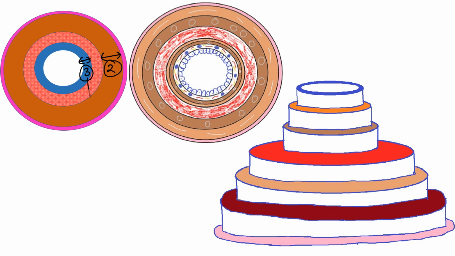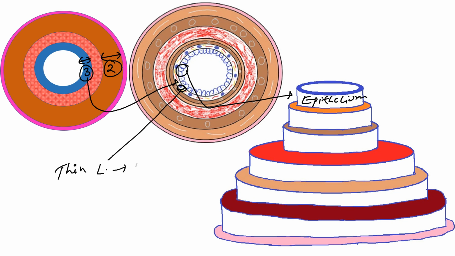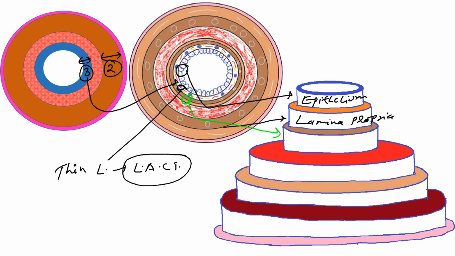Two layers. The innermost layer of the mucosa is a cellular layer, and this is called epithelium. Outside the epithelium is a very thin layer of loose areolar connective tissue, and this is called lamina propria. And outside the lamina propria a very thin layer of smooth muscle is present, and that is muscularis mucosae. So these three layers together form mucosa.